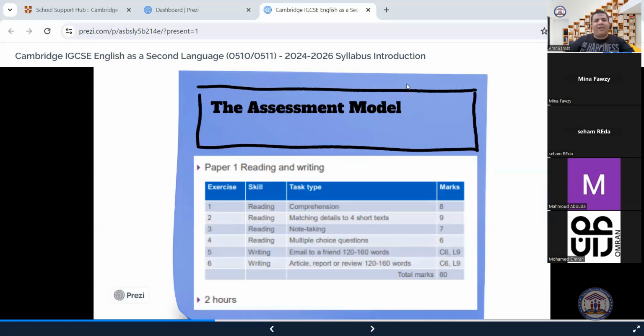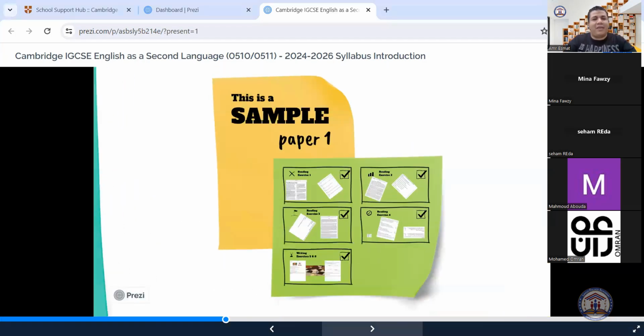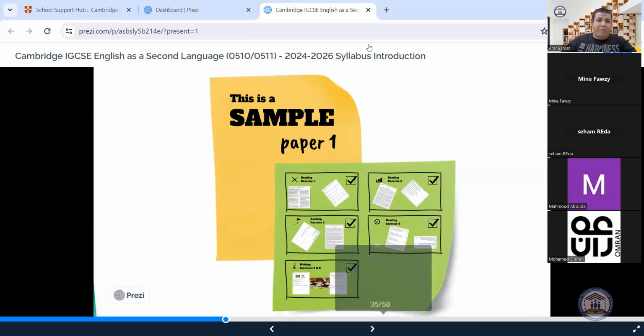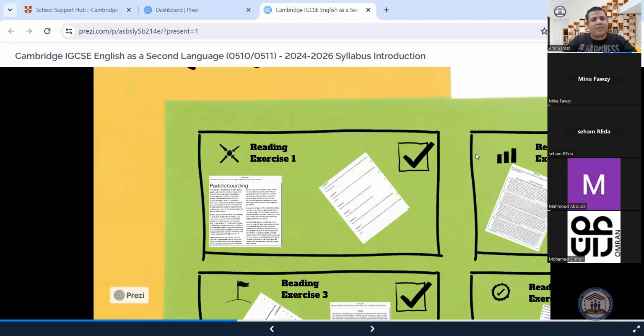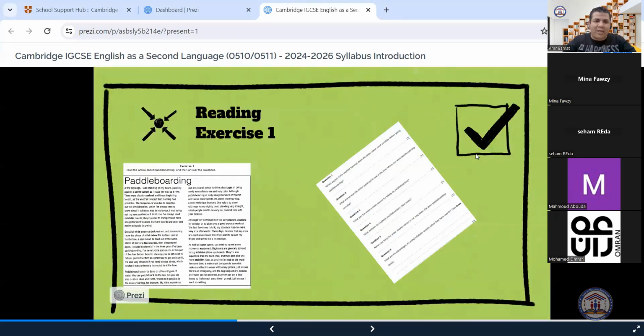What is the marking criteria? As I said, 6 marks for content, 9 marks for language. And this test will last for 2 hours. Let's have some samples of paper 1. Sample number 1 is reading exercise 1.